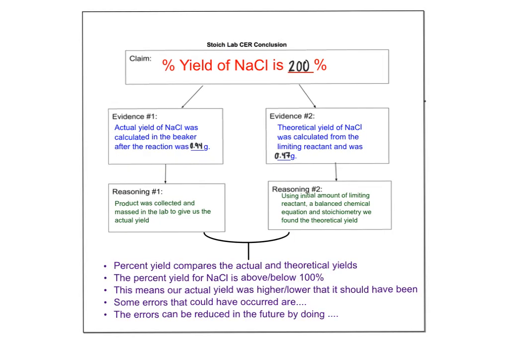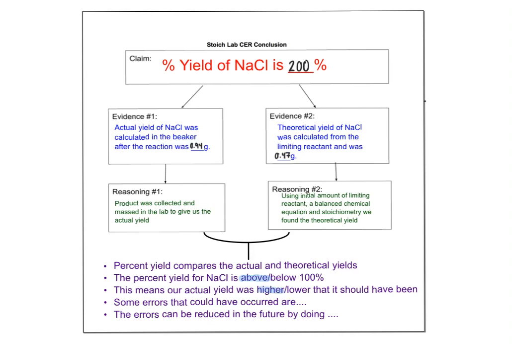So the last step is I asked for some sort of error analysis. So this is kind of like a wrap up, a couple of sentences with the reasoning. So here's my tie it all together. Percent yield compares actual and theoretical yield. So that ties these two ideas together. And then for us, we will use this fragment: the percent yield for NaCl was above, but it could have been below, so that's an option, but ours was above 100%. That means our actual yield was higher than it should have been.